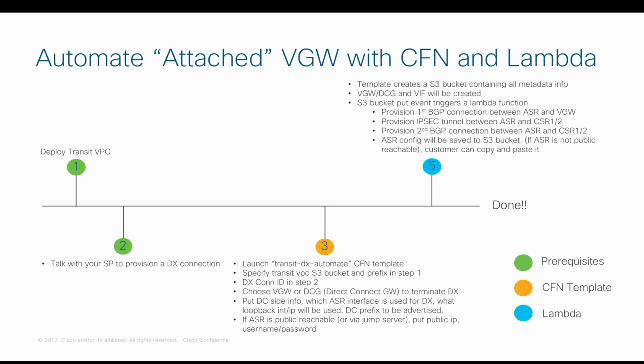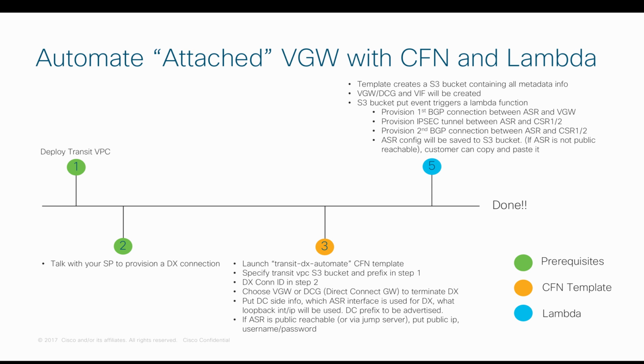The third step, you have to launch the transit VPC Direct Connect automation CloudFormation template. So basically, you have to specify your transit VPC S3 bucket, which I explained in another video. You input that S3 bucket into the Direct Connect automation CloudFormation template. You have to put the connection ID, which you get from step 2.